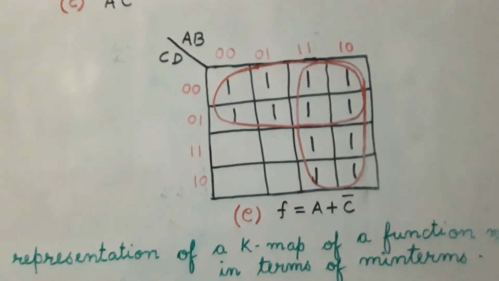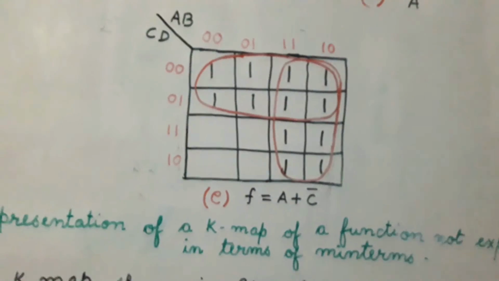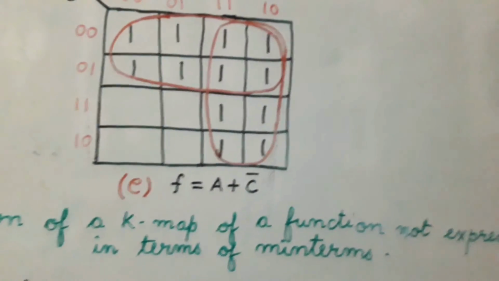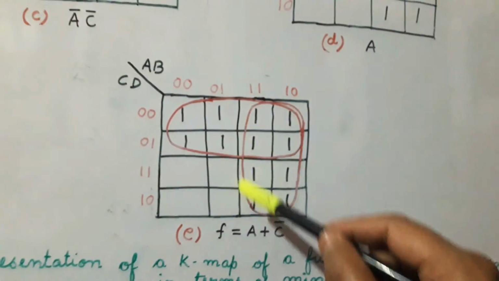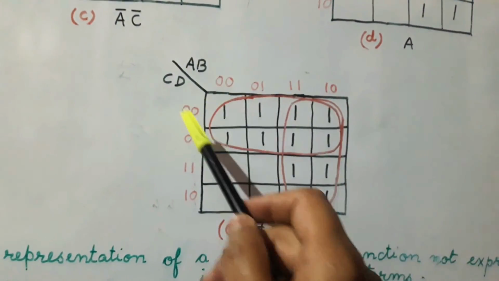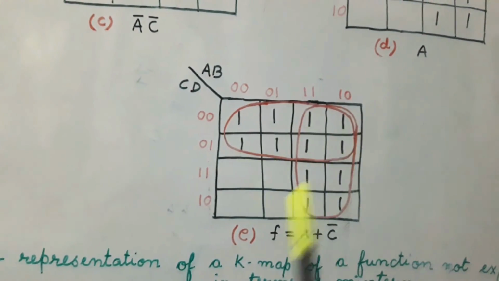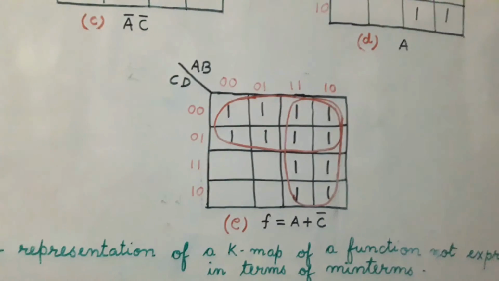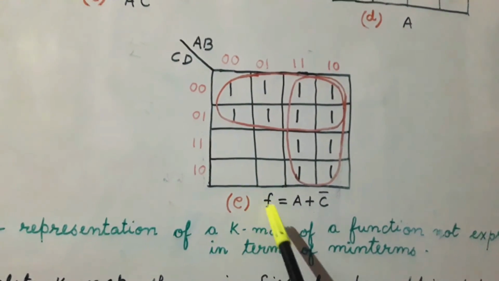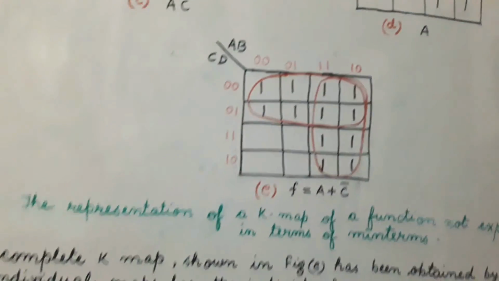Now we will solve this k-map. We find that this k-map makes a grouping of 8 boxes. So we will combine all these 8 boxes. Again we will combine all these 8 ones. So we will get 2 terms, that is A and C bar. So this function will be equal to A plus C bar.